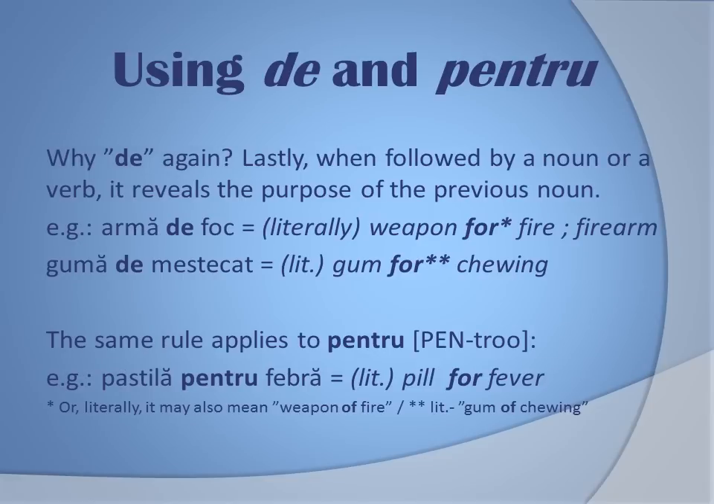So, we have de, once again, and pentru. Why de again? Lastly, when followed by a noun or a verb, it reveals the purpose of the previous noun. Let's have a couple of examples. Armă de foc, which literally means weapon for fire, or firearm. And gumă de mestecat, which literally means gum for chewing, or more commonly known as chewing gum.